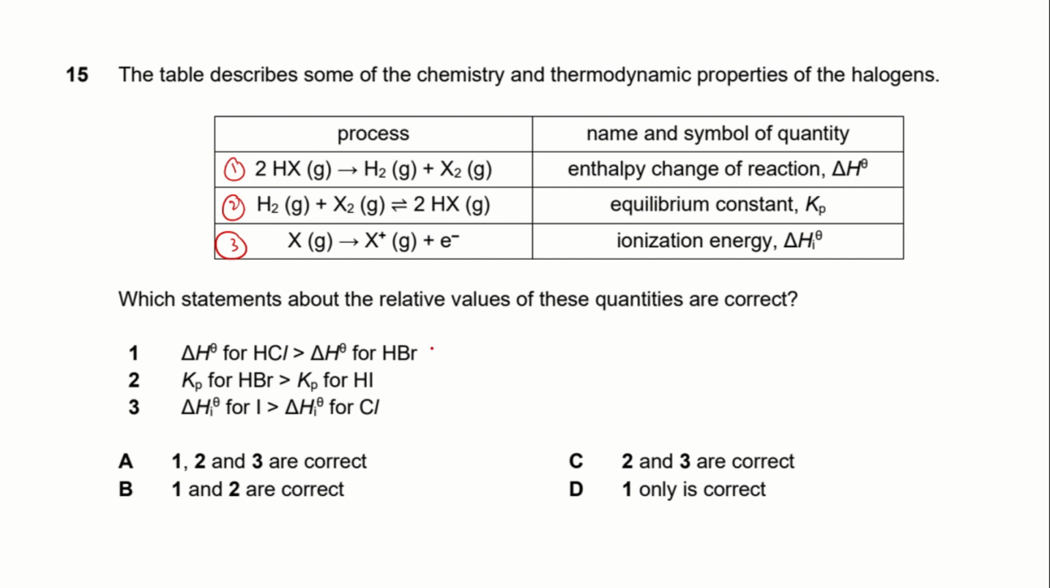Statement 1 says that enthalpy change of reaction for HCl is higher than enthalpy change of reaction for HBr. I'm going to write down the equation for HCl undergoing this reaction. To calculate the enthalpy change of reaction for this process, it would be the sum of all the bond energies of bonds broken minus the sum of bond energies of all the bonds that are formed.